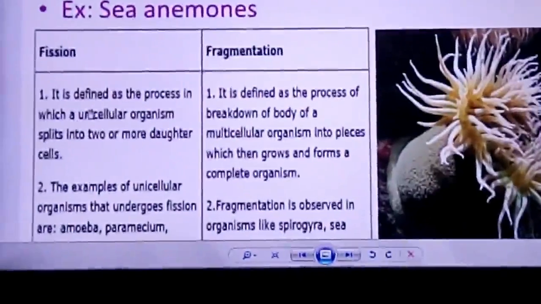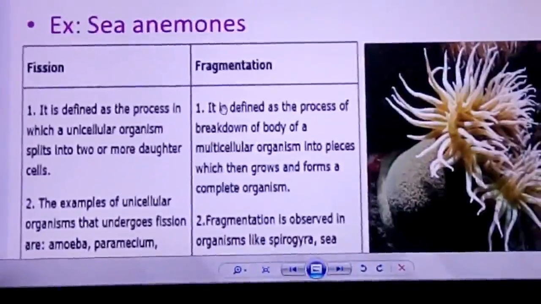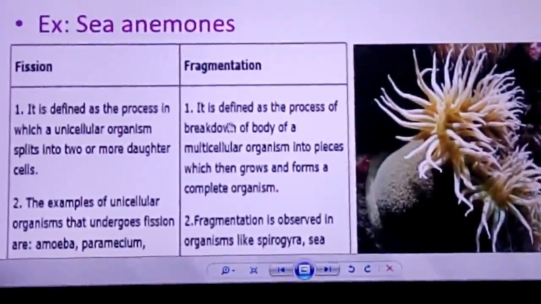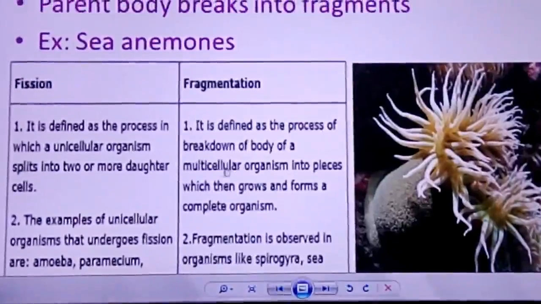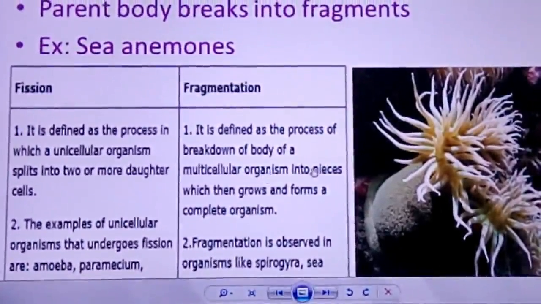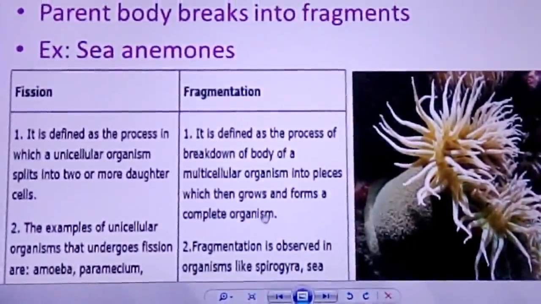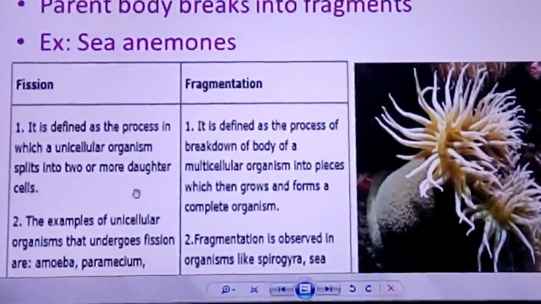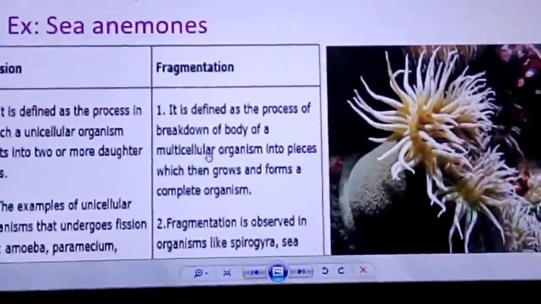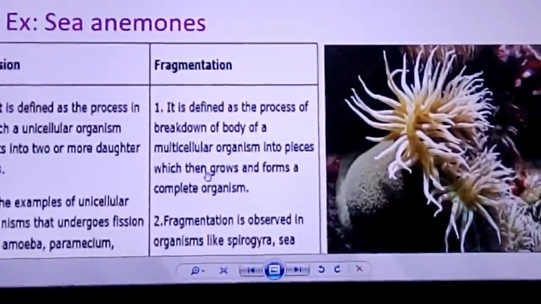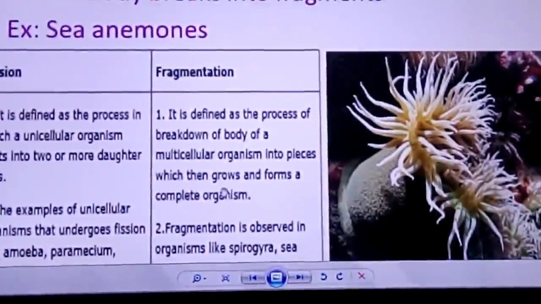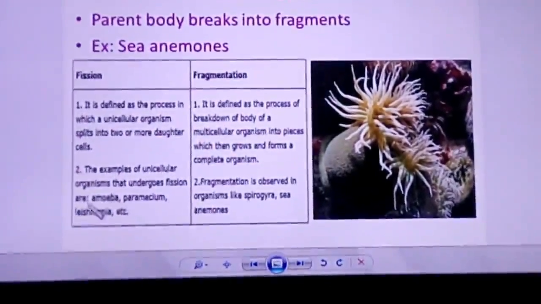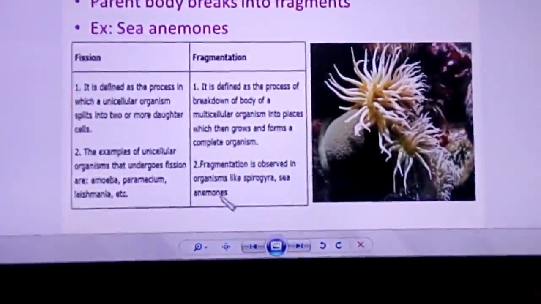Fission occurs in unicellular organisms and gives rise to two or more daughter cells. But fragmentation is a breakdown of the body in a multicellular organism into pieces, which then grow and form complete organisms. This is unicellular, that is multicellular. Examples we have seen already: amoeba, paramecium, leishmania. Here it is Spirogyra and sea anemones.